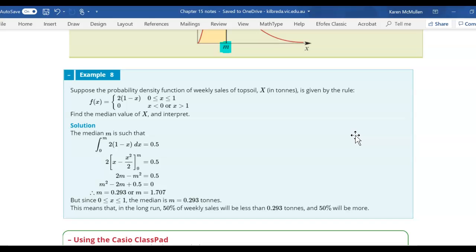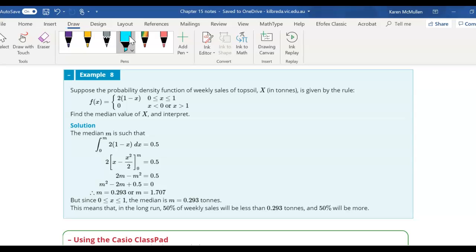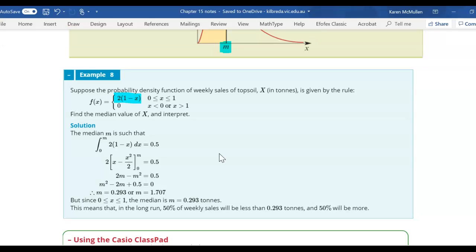It's been 20 minutes. Okay, so example 8 actually shows you a question with the median. So I'll get my highlighter out. So what are we doing? Suppose the probability density function of weekly sales of topsoil in tons is given by the rule. Okay, so we've got a function here from 0 to 1. And we have to find the median. So our lower limit is 0, so you can see 0 has been put there. And we want to find the median, so we can use M. If you want to use P, that's fine. You can use any letter, as long as you write the answer. And we're letting it equal 0.5 because remember the median has to be halfway.